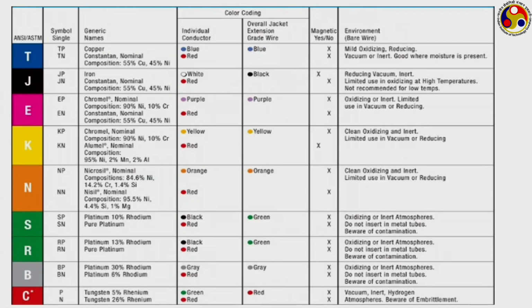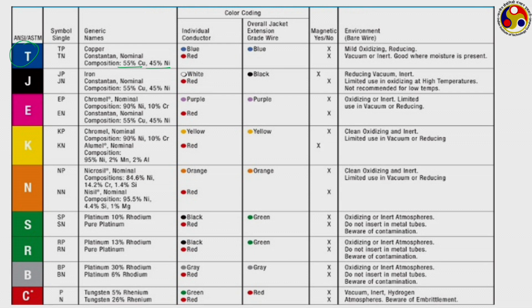There can be different types of combinations of thermocouples as shown in this case. The most common ones are the T-type thermocouple, which is made of copper and constantan. Constantan is actually an alloy which has 55% copper and 45% nickel.